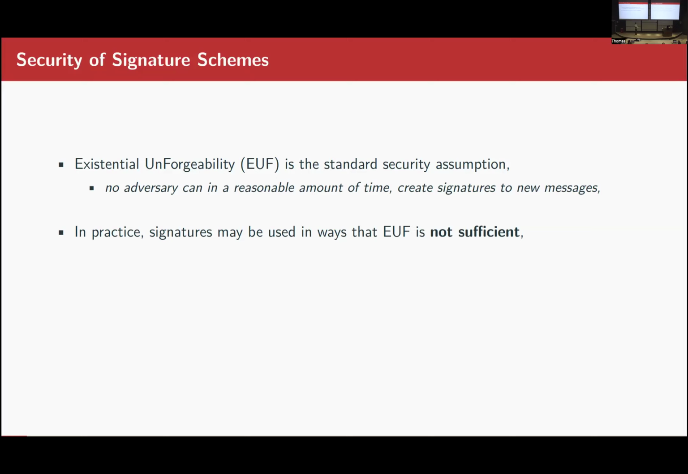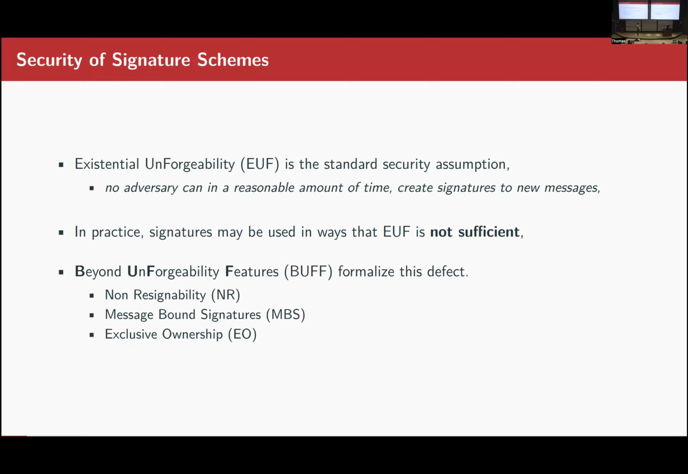Like in modern protocols, they can be used in ways where unforgeability is not sufficient for security. And this is covered by the beyond unforgeability notions, which were introduced by Cremers et al. in 2021. There are three classes of beyond unforgeability notions: non-resignability, message-bound signatures, and exclusive ownership.